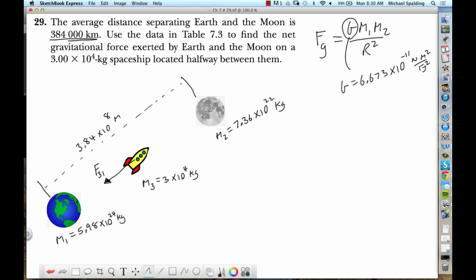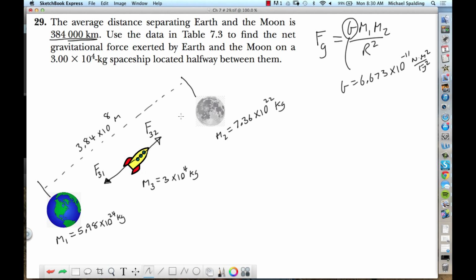Okay, is the Moon an object? Yeah. The spaceship's an object. What's the Moon doing to the spaceship? Attracting it. So we're going to label this force F32, meaning the force on object 3 by object 2. Now, is the spaceship also exerting a force on the Moon? Yeah, but we don't care about that force because we're focusing on the spaceship.